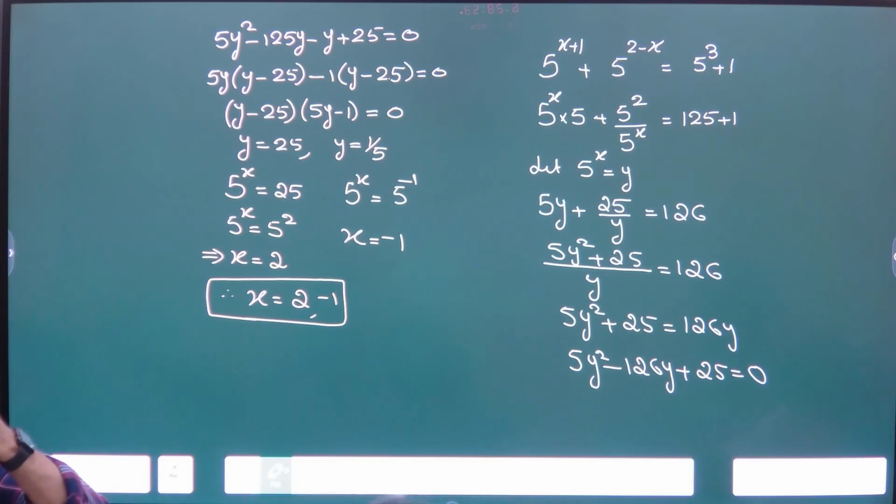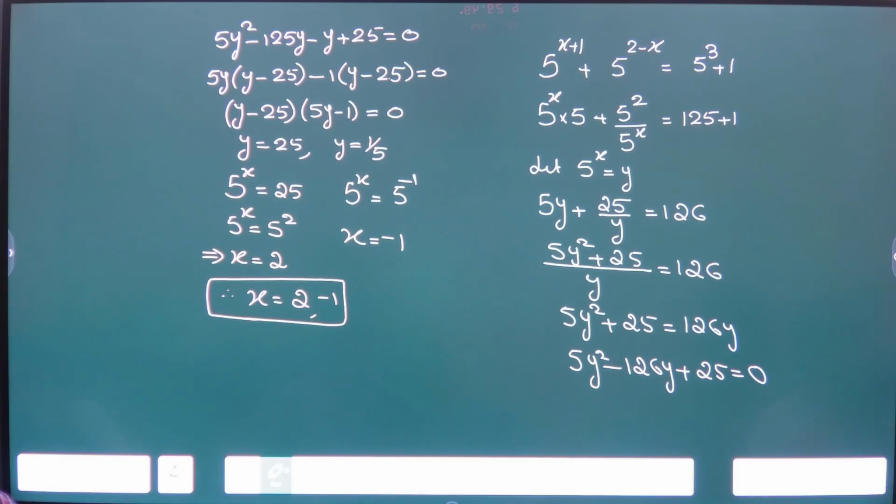A boy standing on a horizontal plane finds a bird flying at a distance of 100 meter from him at an elevation of 30 degree.